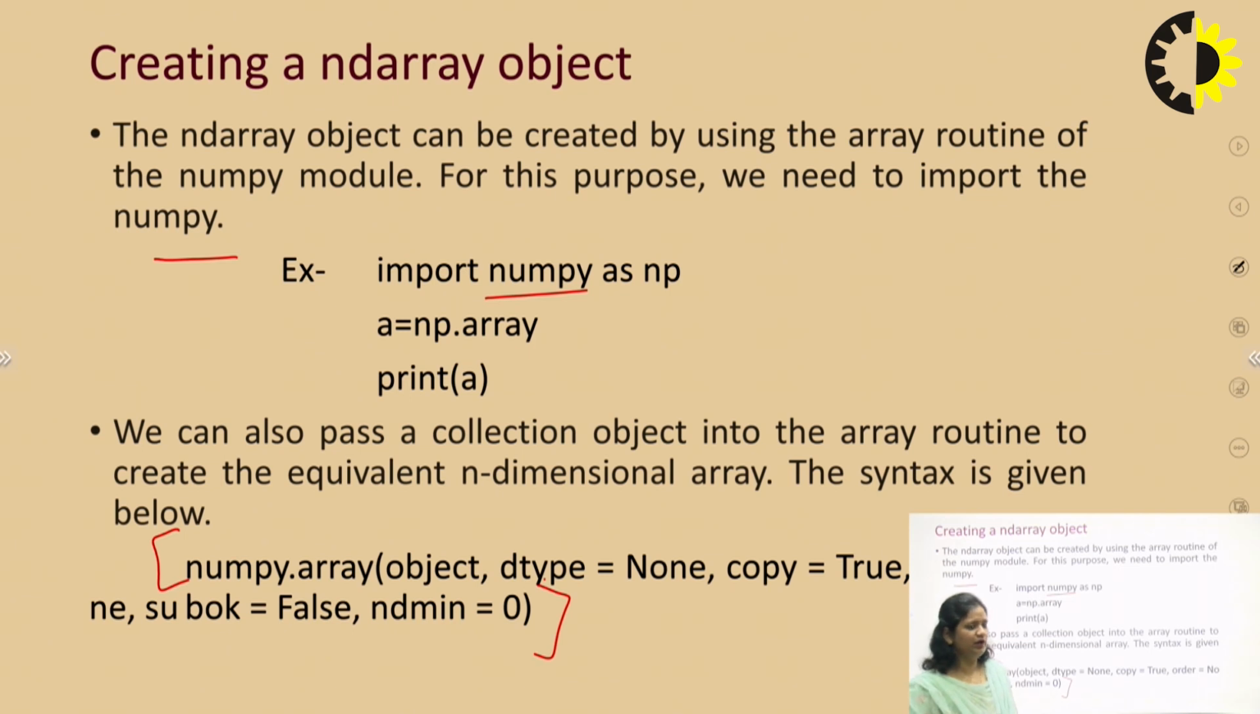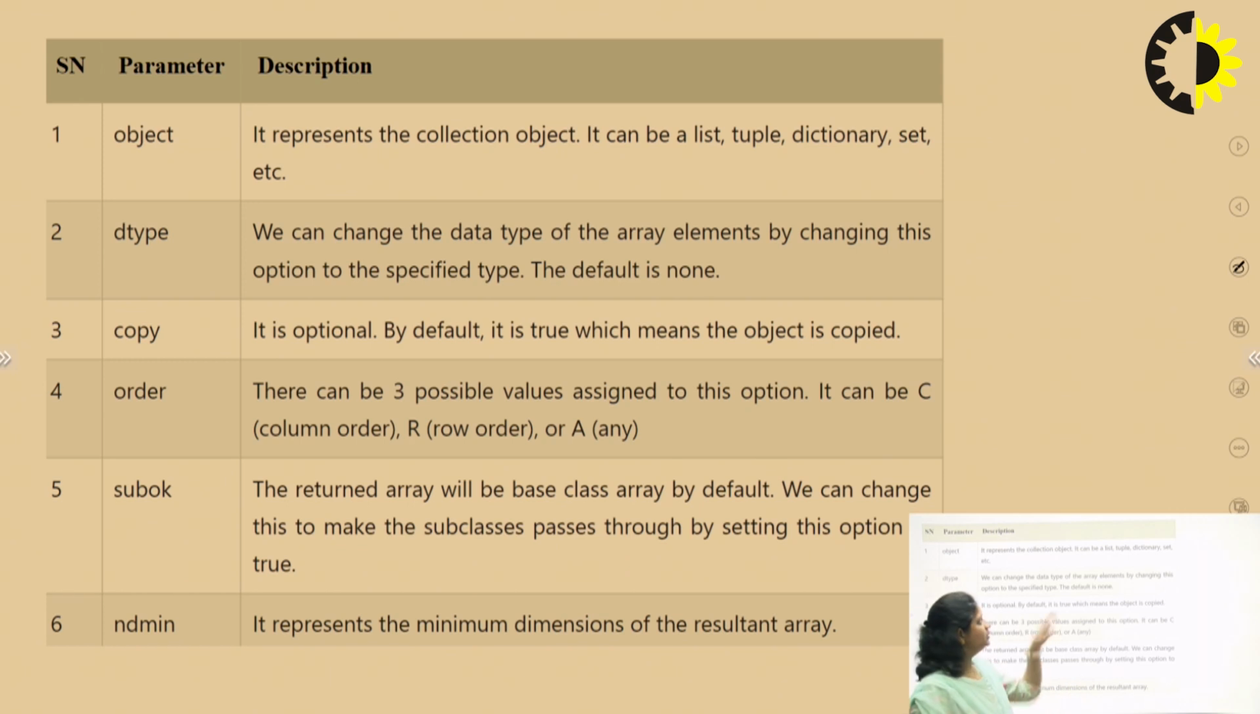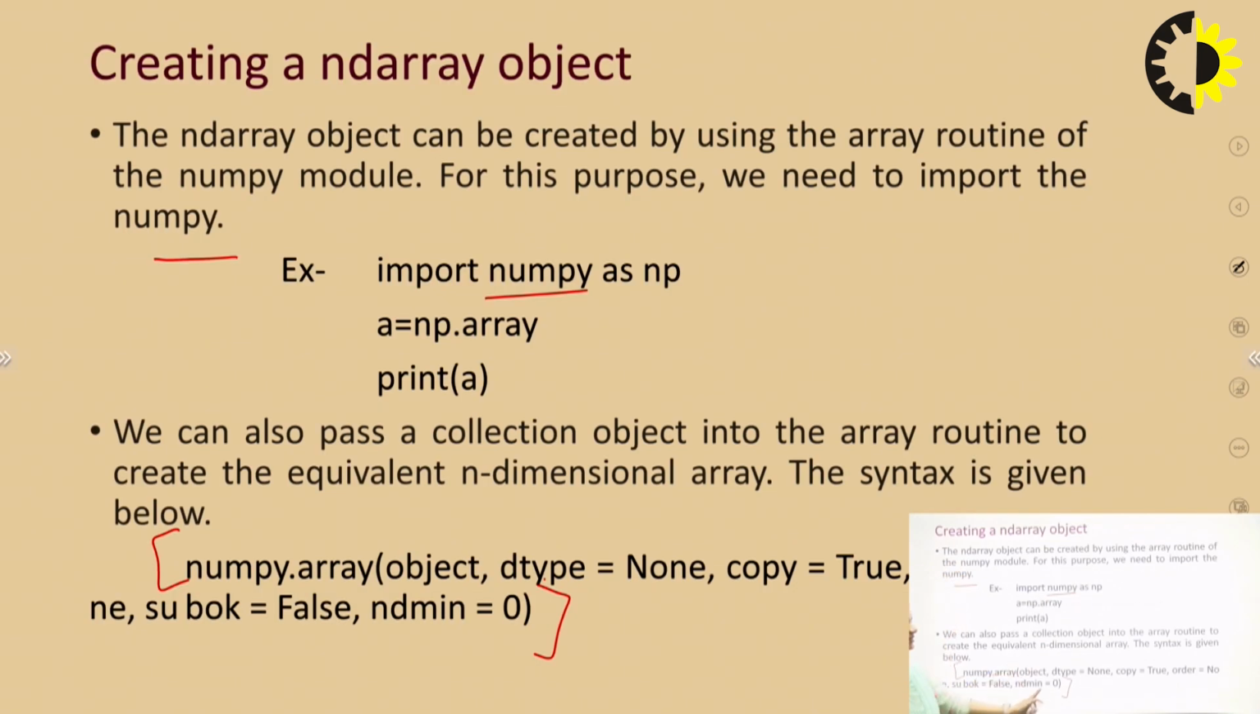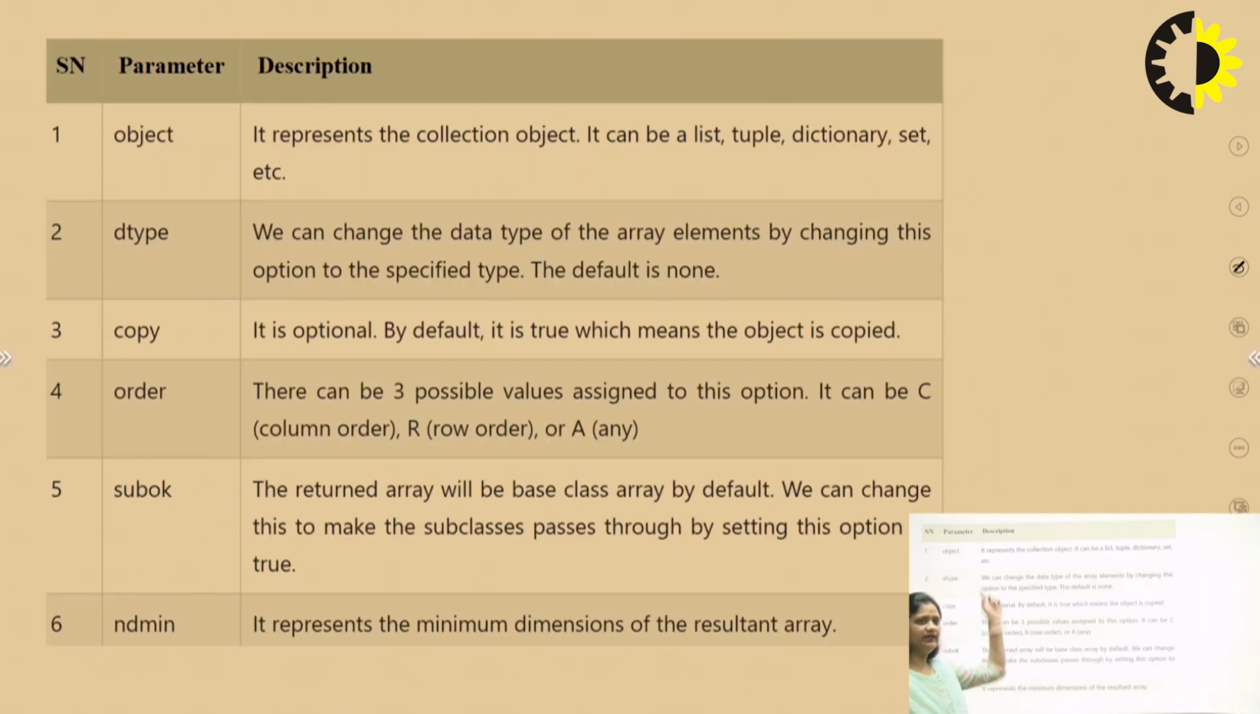How to create an ndarray object? We have the following attributes. Some of these are optional, and the object is compulsory. Okay, so this is the explanation for the ndarray object. The first one is object. As we discussed in the previous slide, this is the syntax for creating an ndarray object. The object represents the collection of objects. It can be a list, a tuple, a dictionary, etc.